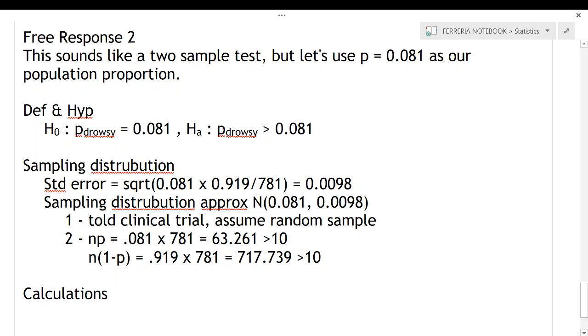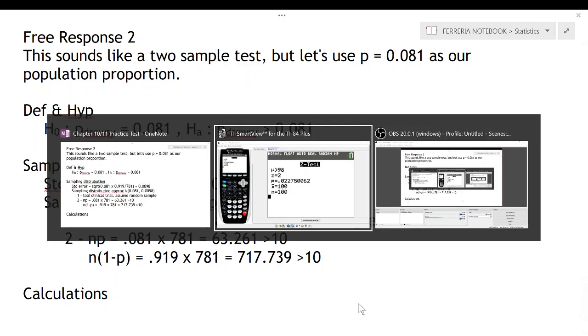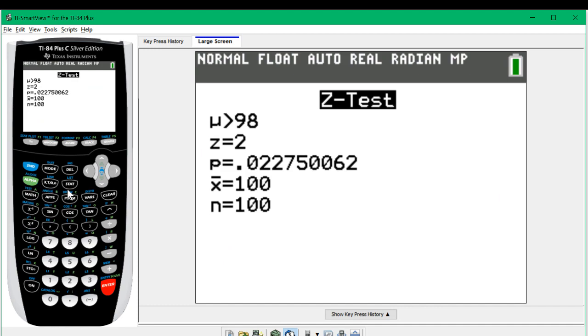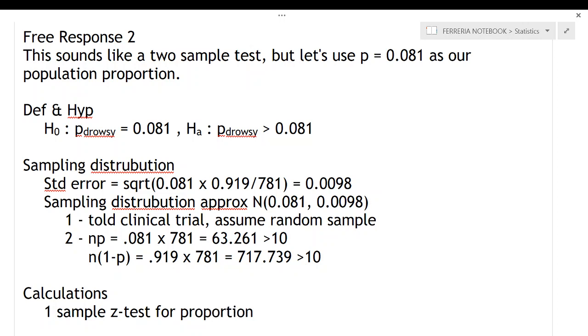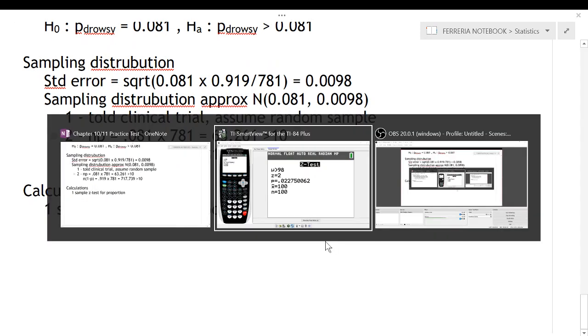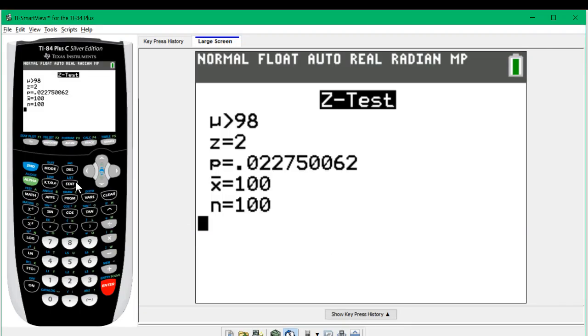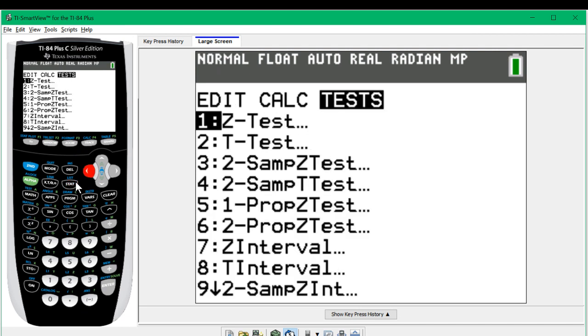Calculations. This is when we get to our calculator, right? Are we ready for the calculator? Let's get to the calculator. Sorry, we should get a name here. Do we have one sample or two samples? One sample. Is it going to be a t-test or a z-test? Z-test. For mean or for a proportion? For a proportion. If you want to write the same thing as a calculator, it's one prop z-test.